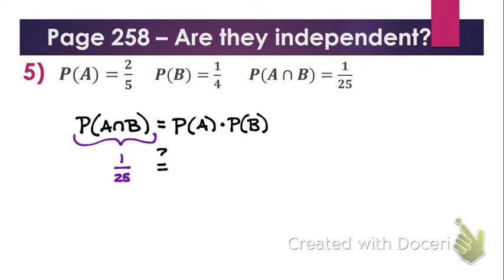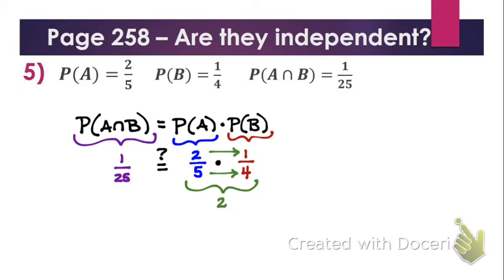I want to know whether or not that is equal to the probability of A. What's our probability for that one? 2 over 5 times the probability for B, 1 over 4. How do we multiply fractions together? Straight across. So I'm going to multiply the 2 and the 1, the 5 and the 4. What do I get when I do that? 5 times 4 is 20. 2 times 1 is 2. So I end up with 2 over 20.